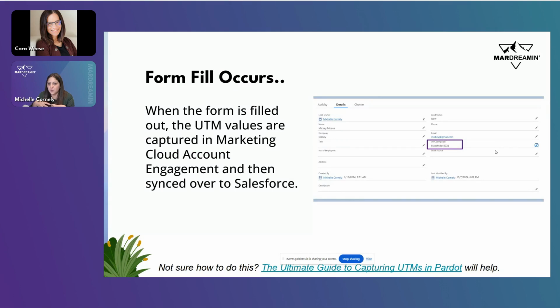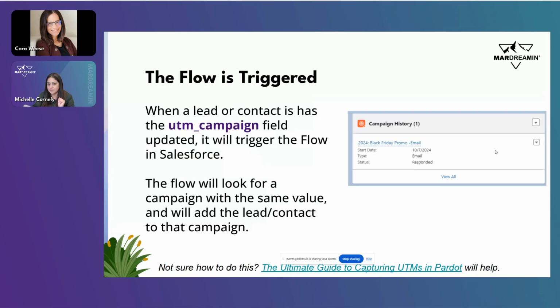After somebody fills out a form, those UTM values are going to be captured in Marketing Cloud Account Engagement, and then they're going to sync over to Salesforce. And again, that link on the bottom is going to show you exactly how to do that if you don't have that set up already. And this change in the UTM campaign field is what's going to trigger our flow in Salesforce. That flow is going to look for that matching campaign and add the campaign membership to that lead or contact. So now we're able to add them to the campaign, and that's going to take place in Salesforce instead of Marketing Cloud Account Engagement.